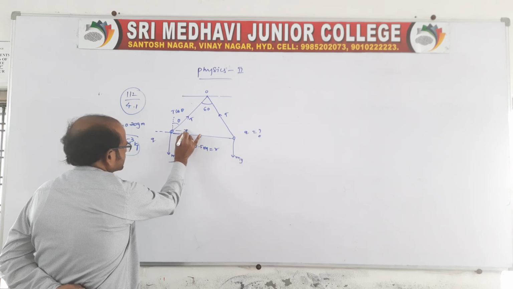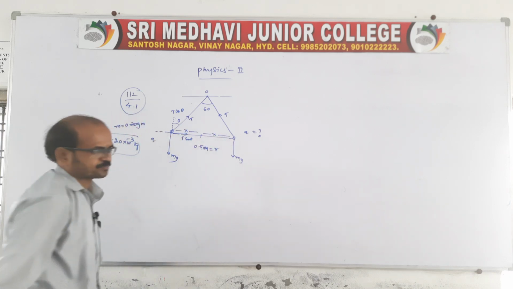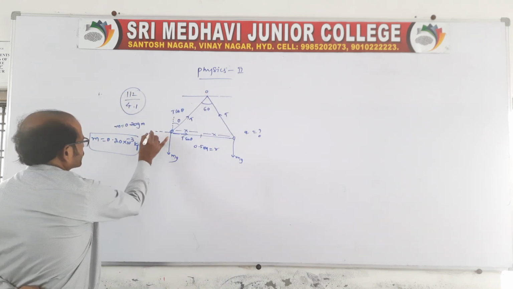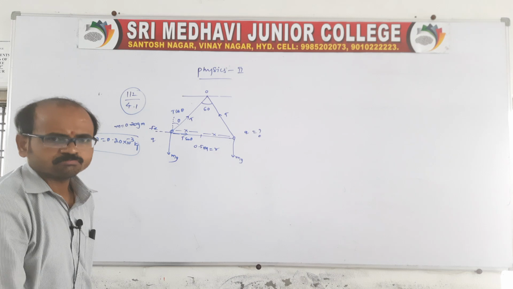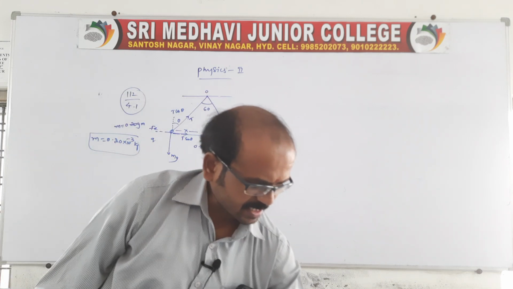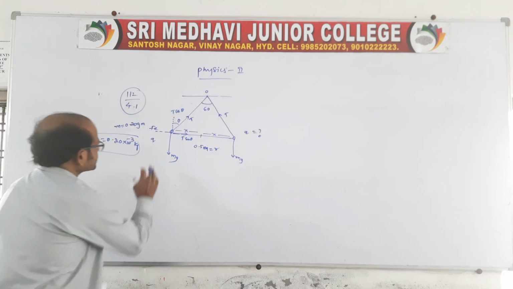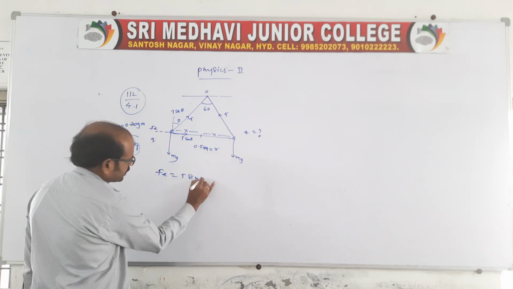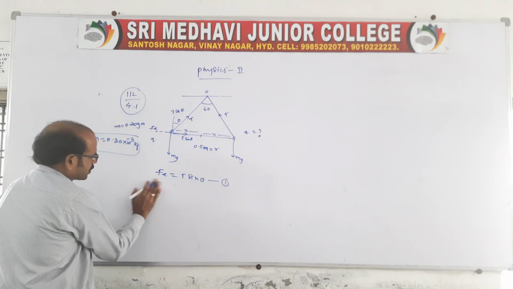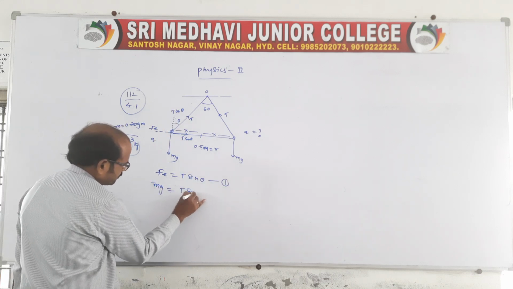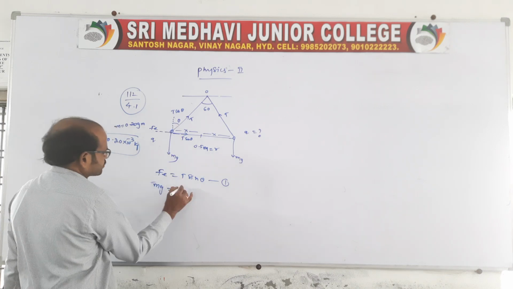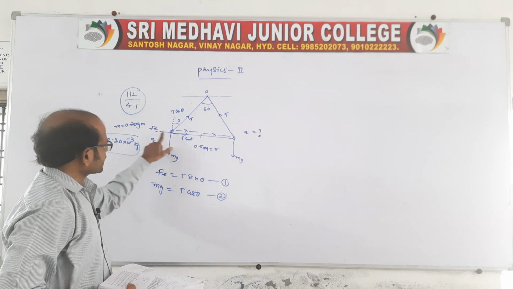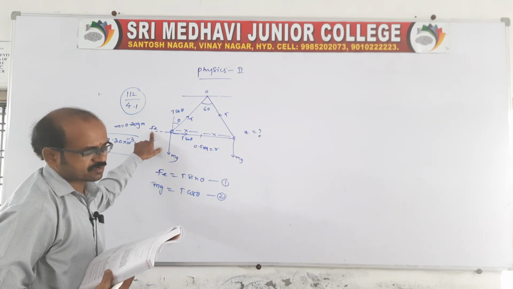Here the distance is x, and this distance is x. The total distance is 0.5, which is given, and there is an electrical force F acting like this. Clear? Now, F is balanced by T sin theta, so F equals T sin theta, equation 1. And mg equals T cos theta, equation 2, because T cos theta is balanced by mg and T sin theta is balanced by Fe, as at equilibrium given like this.